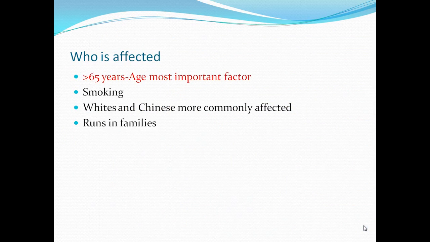Age is the most important risk factor for developing AMD. As age increases, the risk of AMD increases. It's commonly seen in people more than 65 years of age. Smoking is the most important risk factor. It's commonly seen in whites and Chinese as compared to the black population. There is a lot of research going on to look for the genetic factors involved in development of AMD as it runs in families.